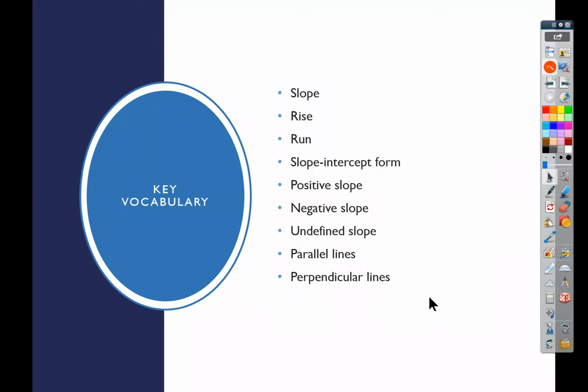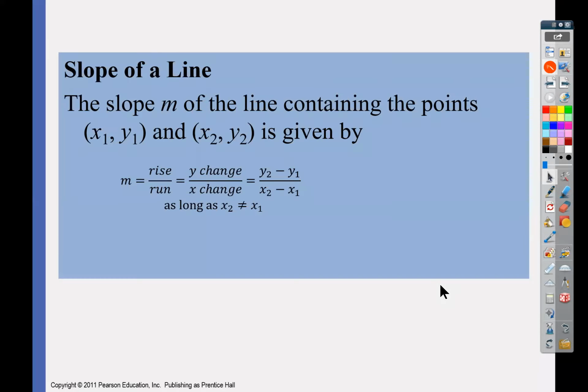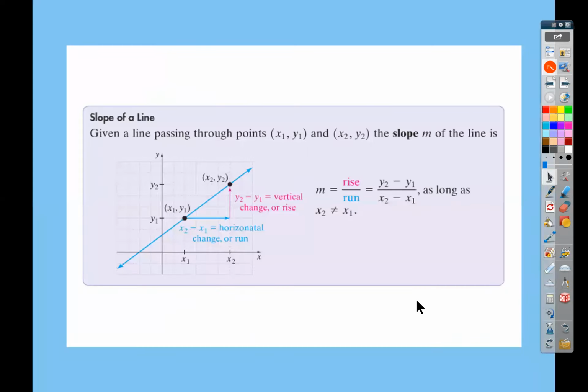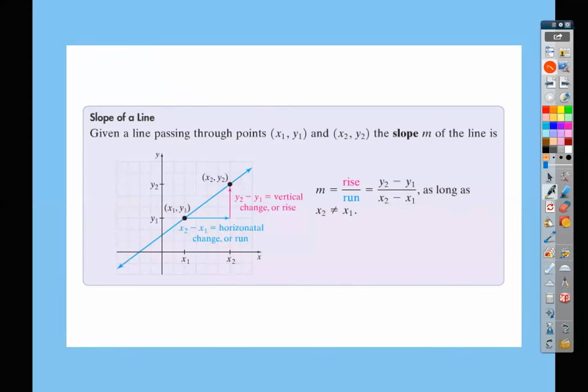So key vocabulary today is slope, rise and run, slope-intercept form, positive, negative, and undefined slopes, and parallel and perpendicular lines. So the slope of a line is the rise over run. So it's the change in y over the change in x. And you can see it right here. So we go up and then over from left to right.